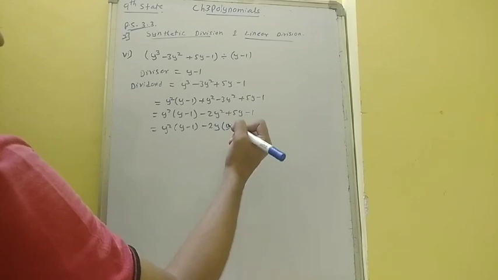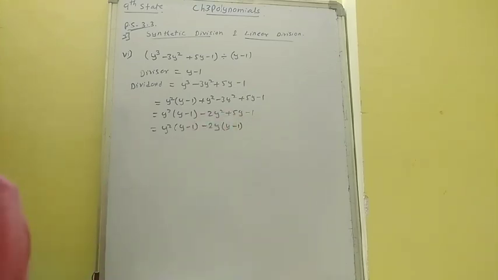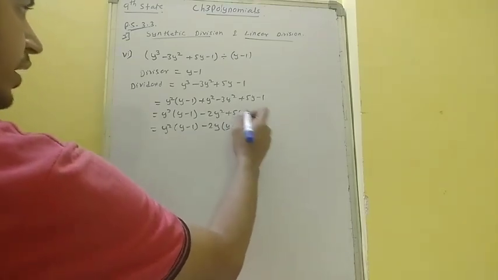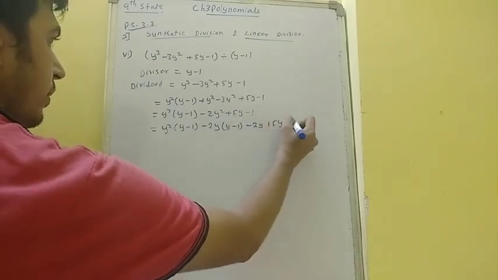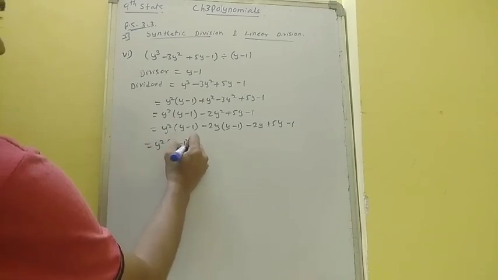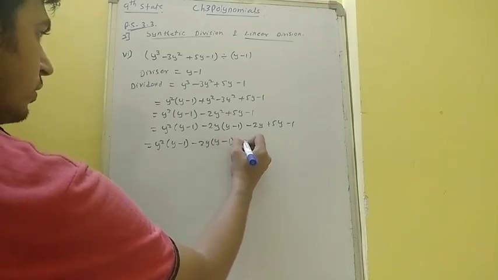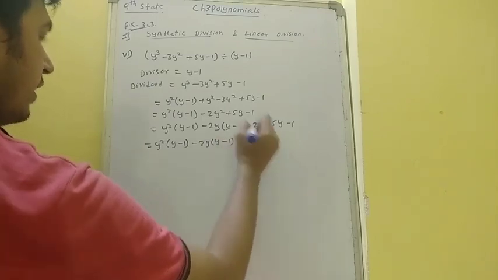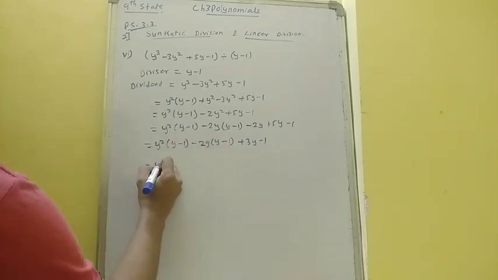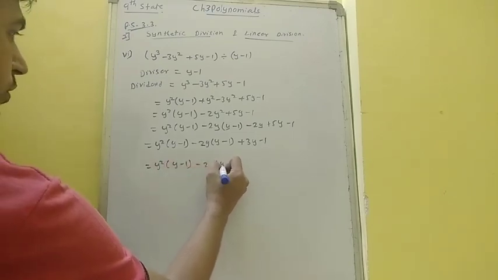Now to get y, I will take minus 2y common. So we will have y minus 1 minus 2y into y minus 2y square, minus 2y into 1 is plus 2y. Plus 2y will be balanced by minus 2y, plus 5y minus 1 as it is. So y square into y minus 1 minus 2y into y minus 1 plus 3y minus 1. Okay.